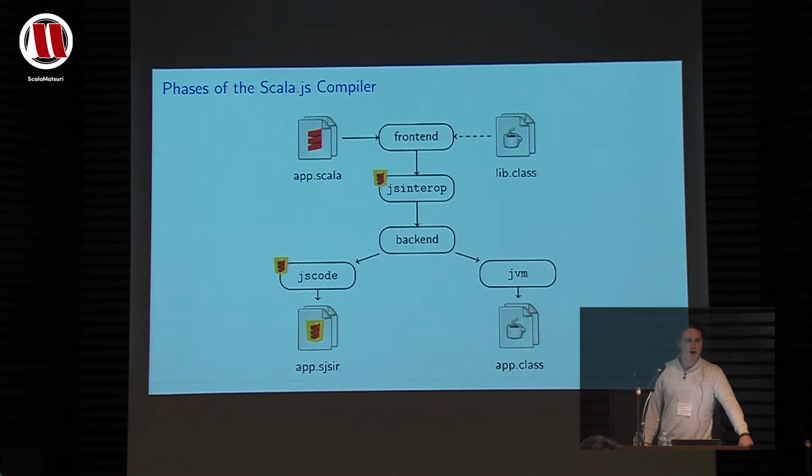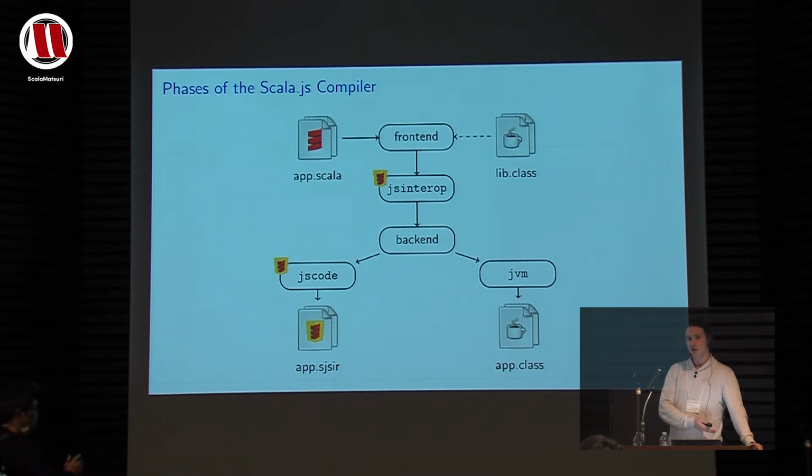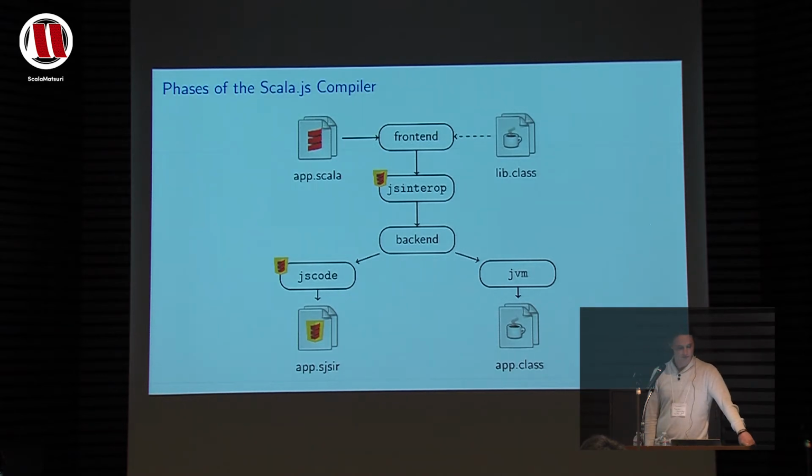The backend is the bread and butter of the Scala compiler itself, and it essentially simplifies the internal representation of the Scala code so that it is afterwards easier to emit it into JVM bytecode, as it is initially intended. Luckily for us, that also makes it easier to emit it to our intermediate representation. So we can leverage that, and right at the end, the JVM phase emits whatever it does anyway. And we have our JS code phase.